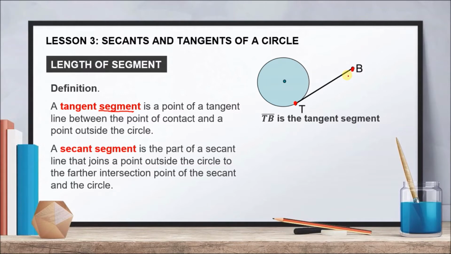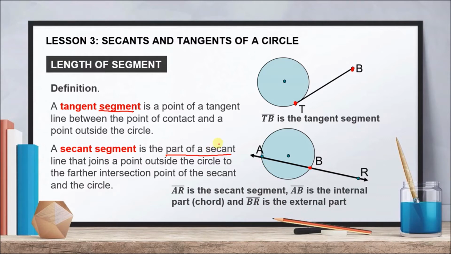Meron din tayong tinatawag na secant segment. Dito sa secant segment natin, it is also part of our secant. Pero maaaring dalawang bahagi ang secant segment natin. Nakadepende kung nasa loob ba or nasa labas ang ating pinag-uusapan. Kunwari dito, we are given secant AR, or pwede mo ring tawagin secant AB provided na magbanggit ka ng dalawang letra na napapaloob or nadadaanan ng ating line. So from that, meron tayong dalawang identified secant segment: isang internal at saka isang external.